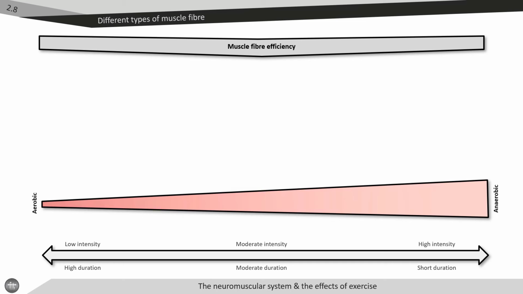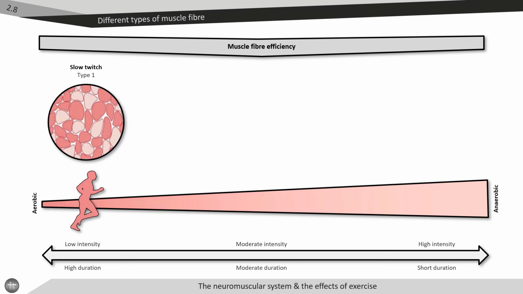Irrespective of an individual's fibre type proportion, the different fibre types will still adapt as follows. Slow twitch type 1 fibres, being the most aerobic fibre type, will respond best to long duration endurance activities performed at lower intensities like running, cycling or swimming long distances such as half marathons, marathons and triathlons.